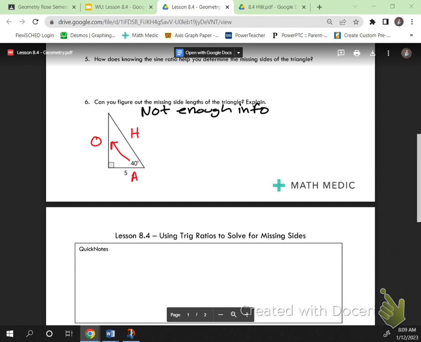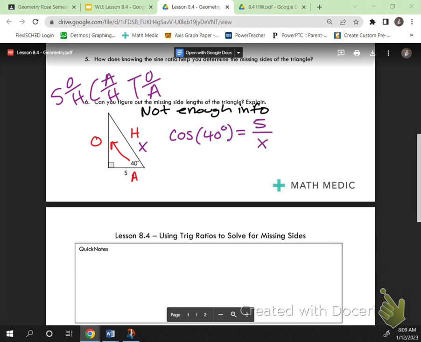I'm going to start with cosine. And I'm going to label my hypotenuse x. So let's write a ratio. The cosine of 40 degrees equals what over what? SOHCAHTOA. 40 degrees is my angle, so let's use our sides. What do we know? What's it going to be? 5 over x.